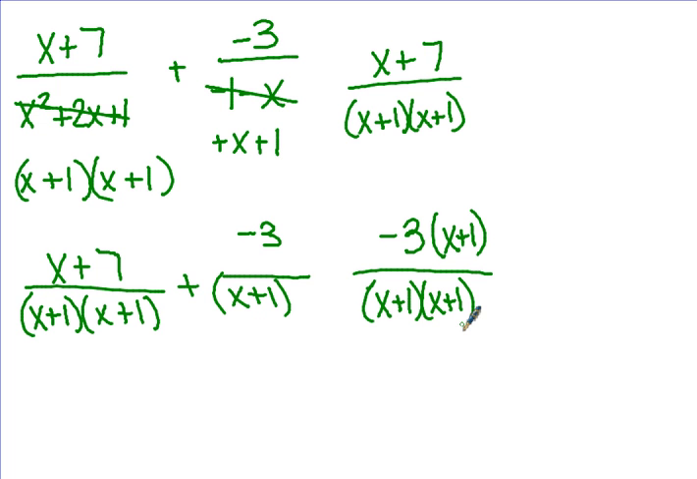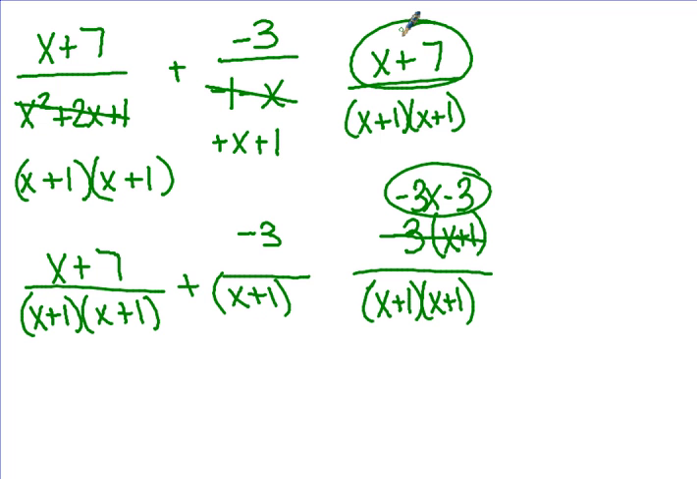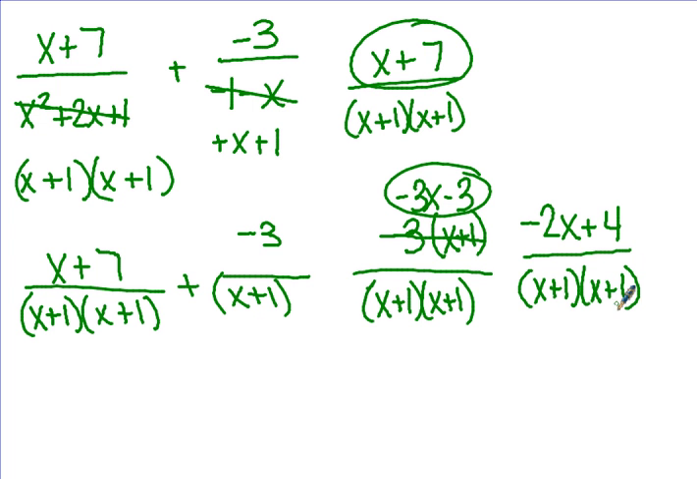Again, we're just going to distribute and simplify. Negative 3 times x is negative 3x. Negative 3 times 1 is negative 3. Then we combine like terms here and here. x plus negative 3x gives me negative 2x. 7 minus 3 is 4. And it's over x plus 1 times x plus 1. So my final answer is negative 2x plus 4 over x plus 1 times x plus 1.